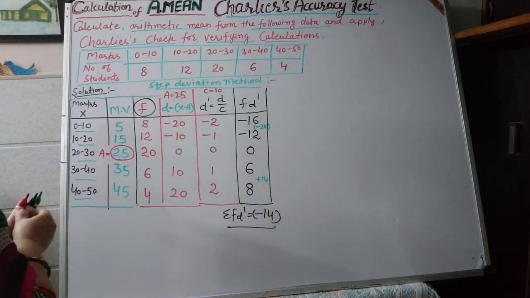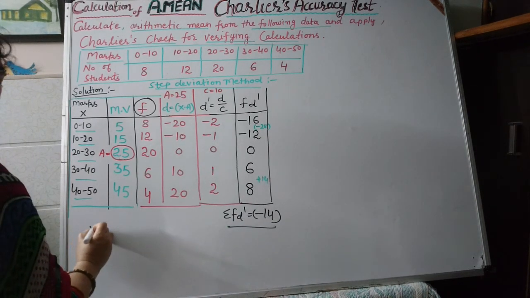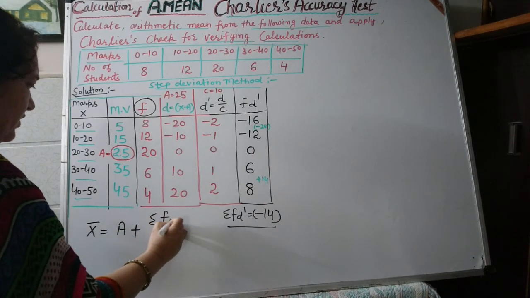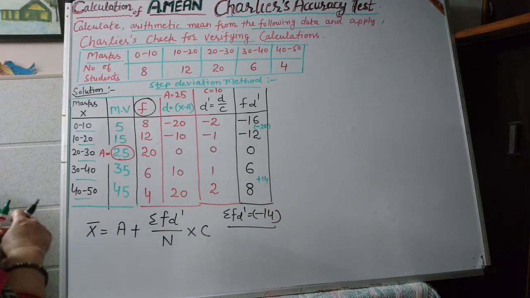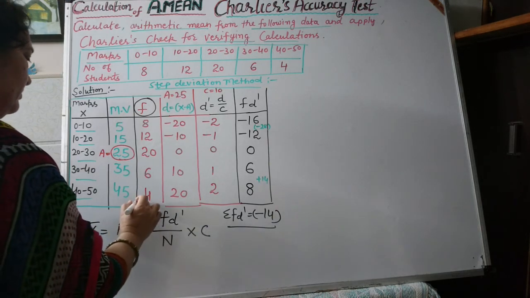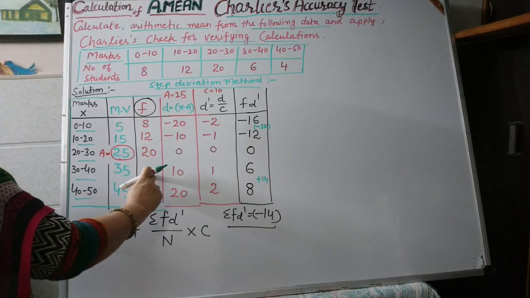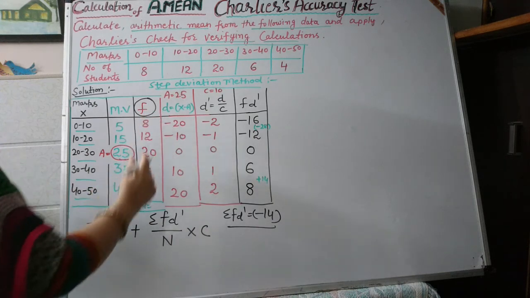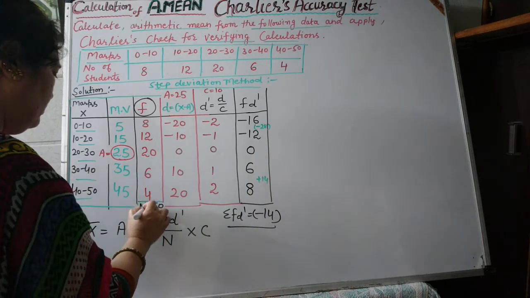Then I will apply the formula for the step deviation method. X bar is equal to A plus sigma f d dash divided by n, multiplied by the common class interval. Here the value of n: 6 plus 4, 10, plus 20, 30, 30 plus 20, it will be 50. So the value of n is equal to 50.